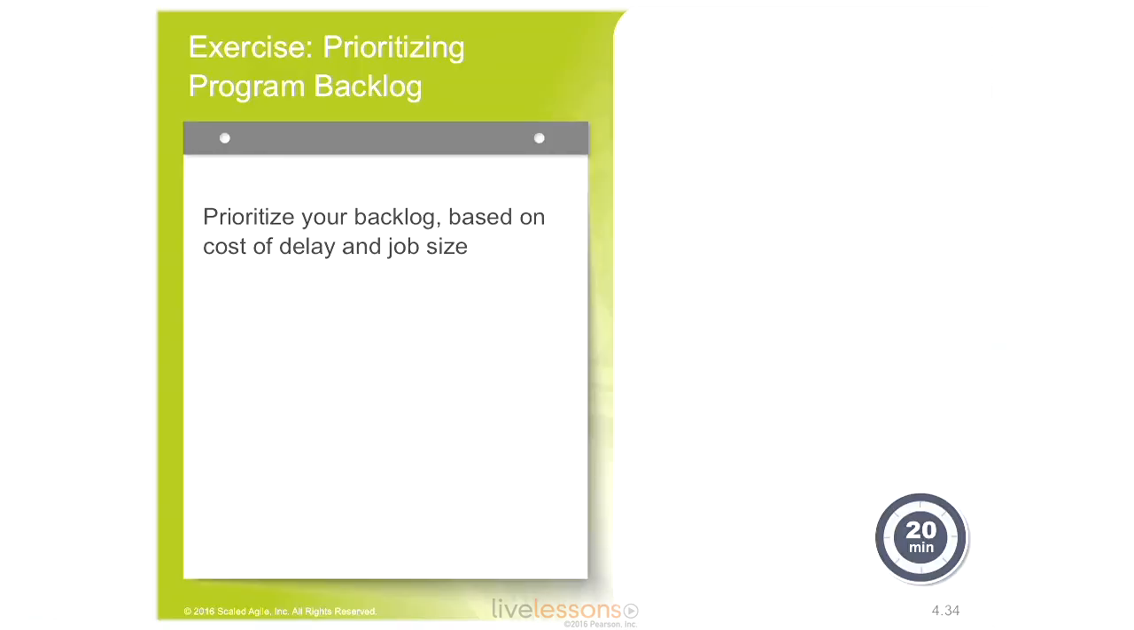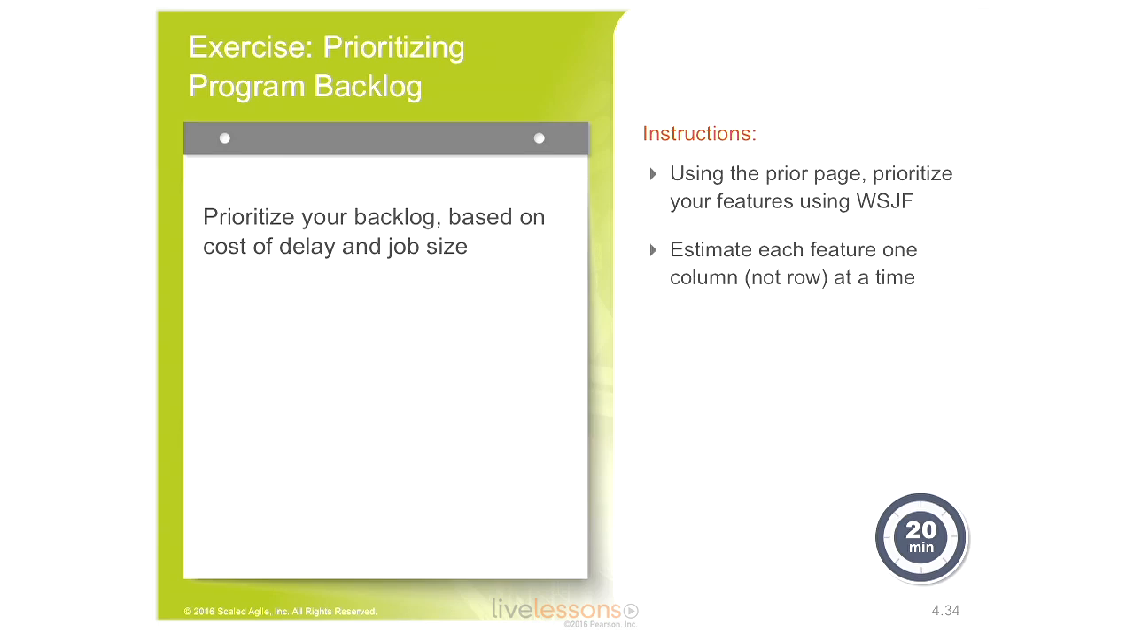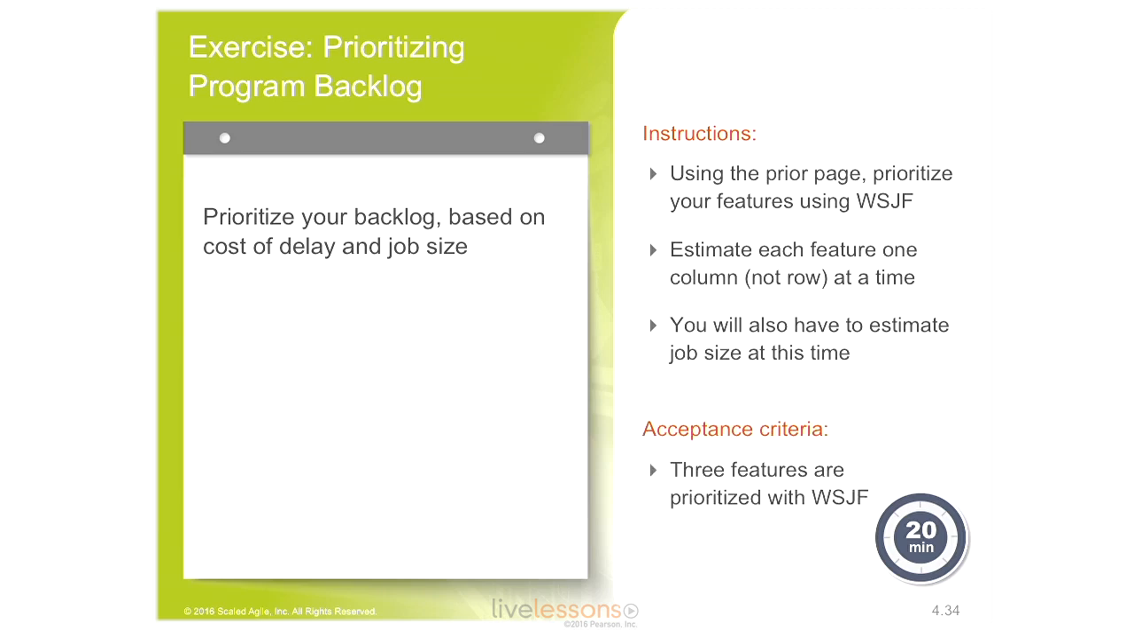Okay, so now you're ready to run your exercise because you've identified your features before. So using the prior page, prioritize your features using WSJF, just like we did. Remember, estimate each feature one column at a time because we're doing comparative rating. We have to compare jobs on the same parameter. You can't compare the jobs to different parameters at the same time. You will have to estimate your job size at this time, of course, but only relative. Just pick the smallest job and call it a 1. Your acceptance criteria, we want to see those features prioritized with WSJF.